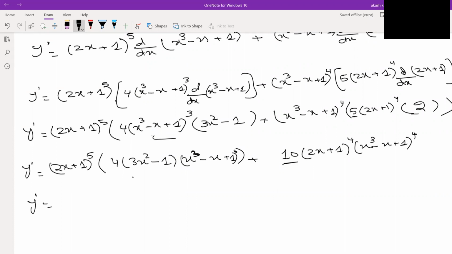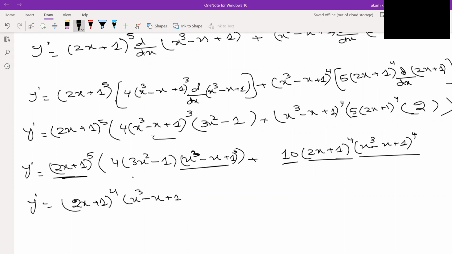They have taken the common 2x plus 1 power 4. This is common, right? And this term is common, which is x cube minus x plus 1 power cube. Is there anything else common? It's 4 here, it's 10 here. So we can take common 2.